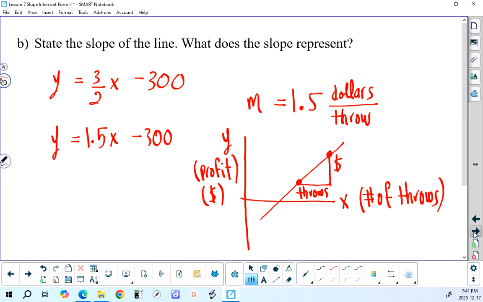So what does the slope represent? It represents the idea that every time a student throws a ball, they have to pay $1.50. So if I walk up, and maybe other teachers can buy throws as well, and I say I want 2 throws, they're going to charge me $3 because it's $1.50 per throw.